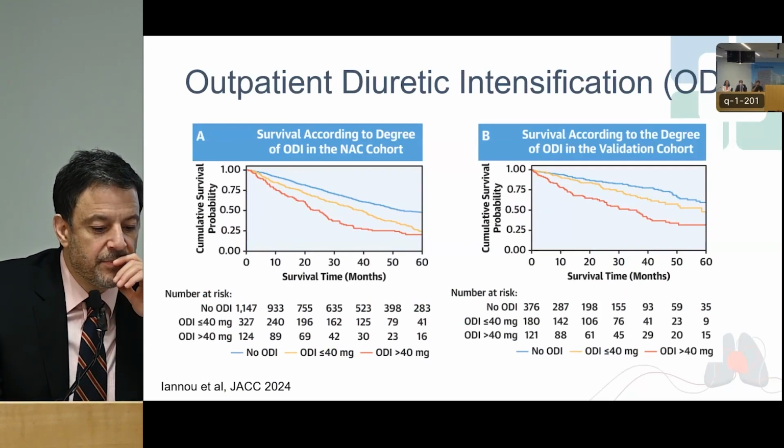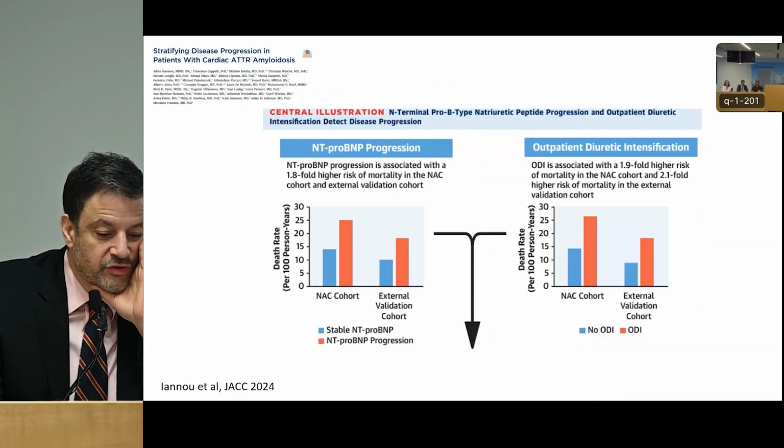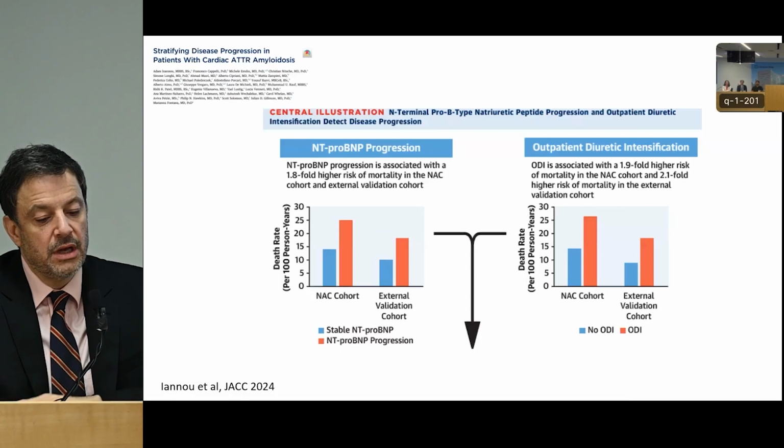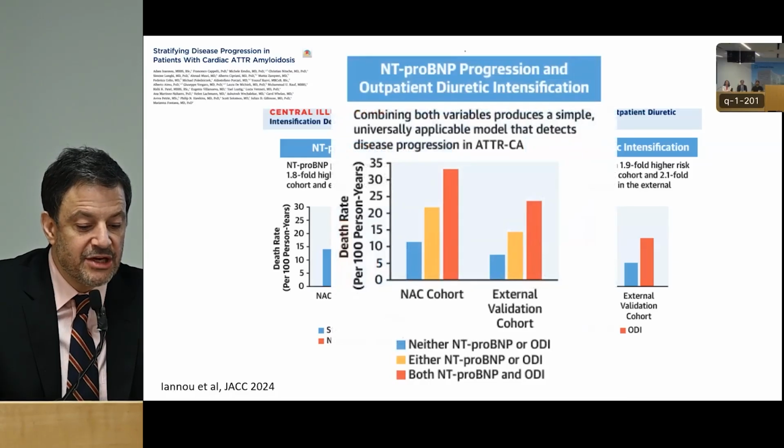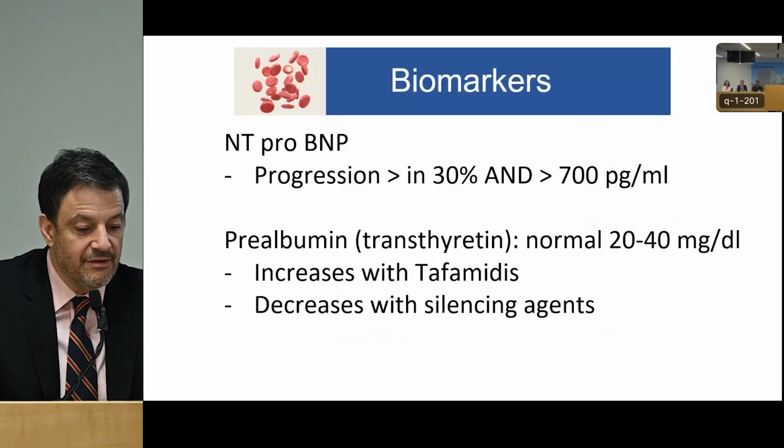So this particular paper looked at outpatient diuretic intensification at various levels versus none. And the worst survival was in those where you had to increase the Lasix by more than 40 milligrams. Again, a marker of worsening survival. And when you combine that with NT-proBNP progression, and in this paper it was greater than 700 or more than 30%, you can see that the hazard ratio is significant. So the combination of NT-proBNP progression and outpatient diuretic intensification portends a worse survival.